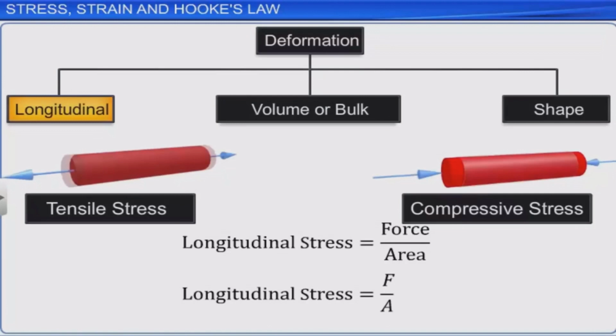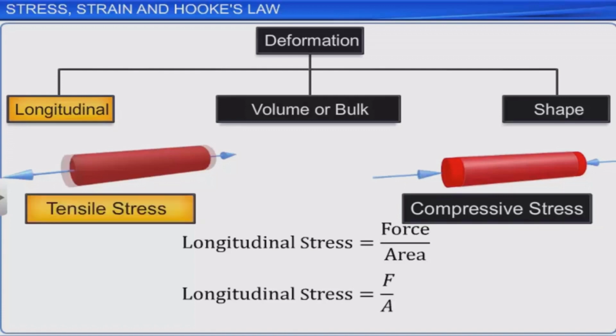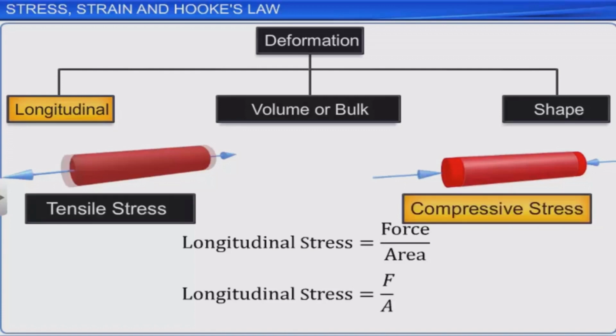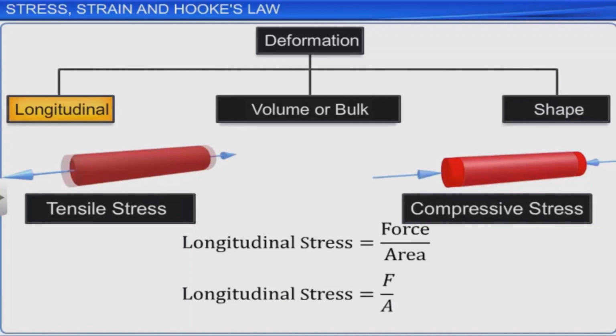Inward or outward deforming forces applied along the length of a body causes a change in its length. The change in length causes tensile stress or compressive stress, and these are collectively called longitudinal stress. Longitudinal stress is measured as the ratio of the applied force F to the area of the face A.